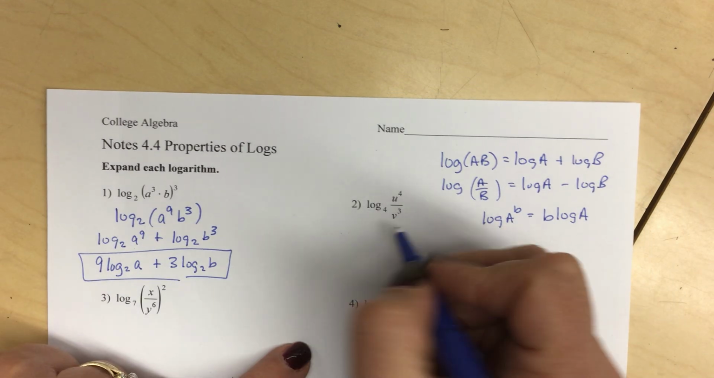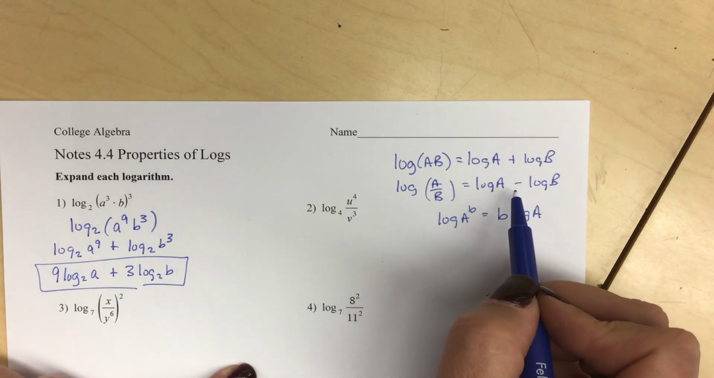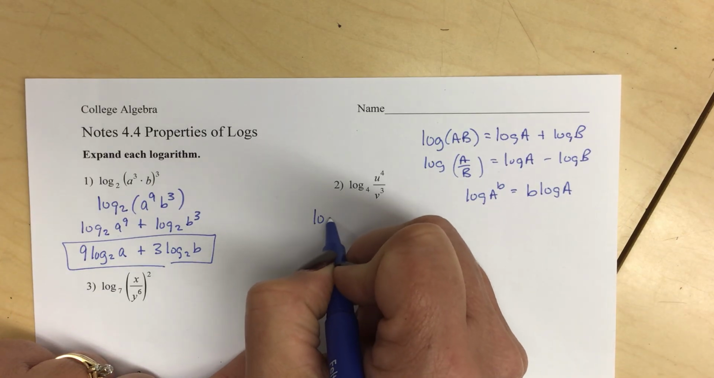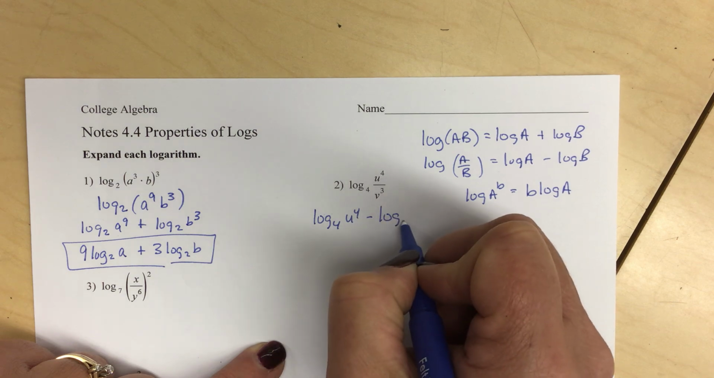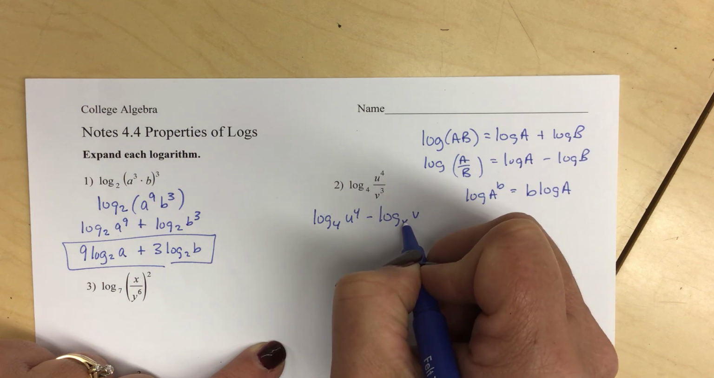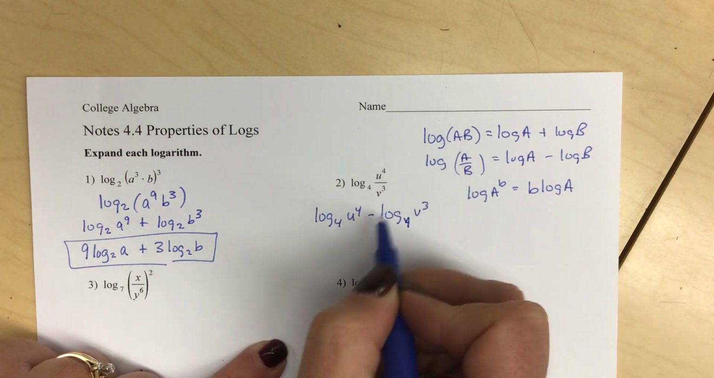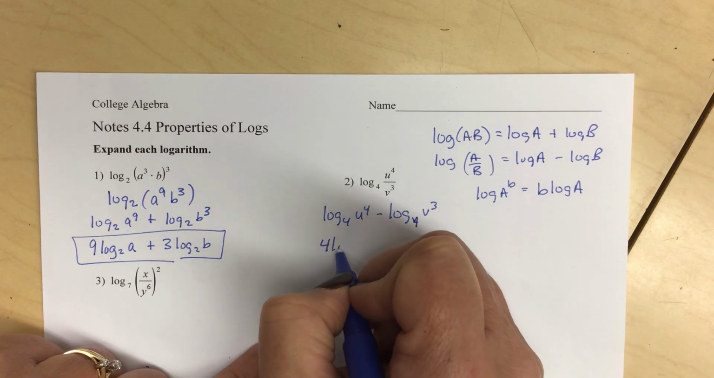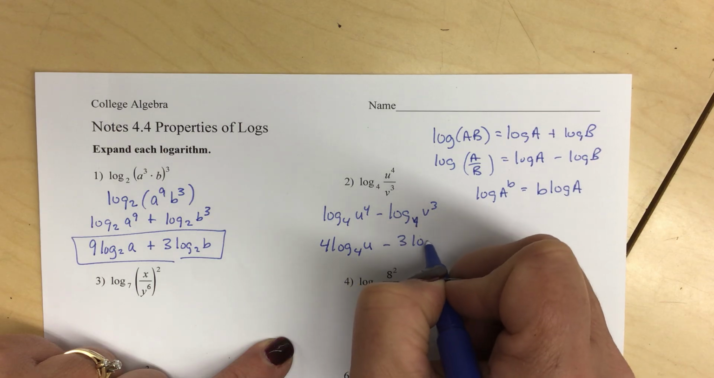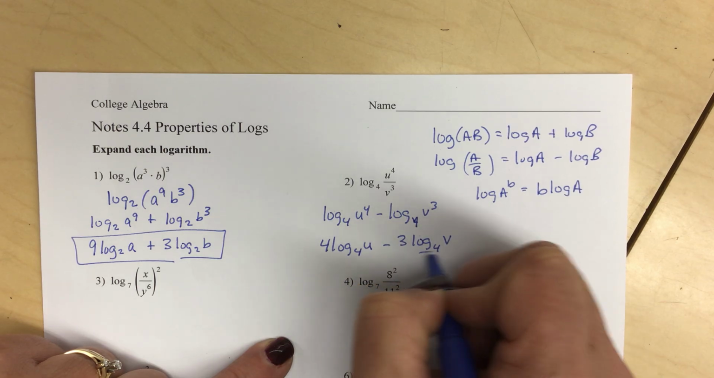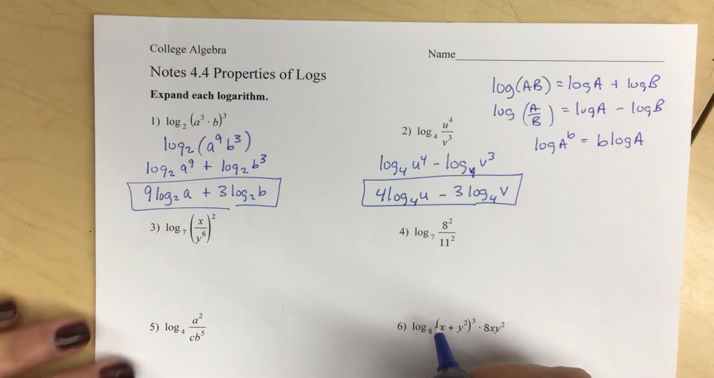Okay, so this one is division, so we're going to use the subtraction rule. So this is log base 4 of u to the 4th minus log base 4 of v to the 3rd. Then bring the 4 out in front: 4 log base 4 of u minus 3 log base 4 of v.